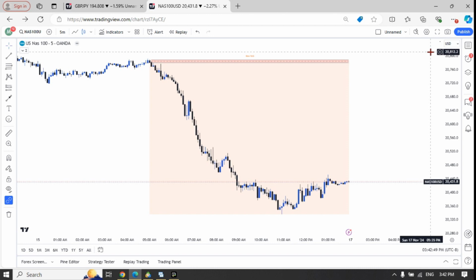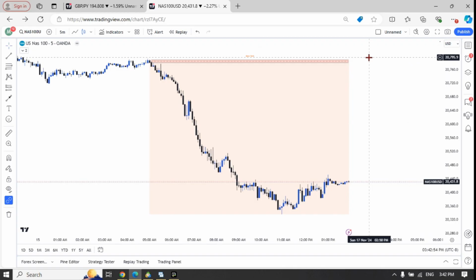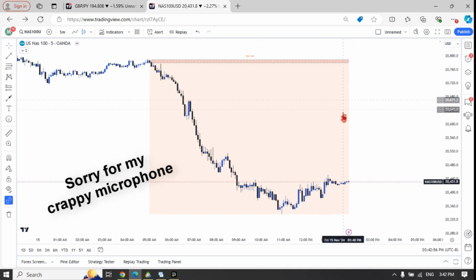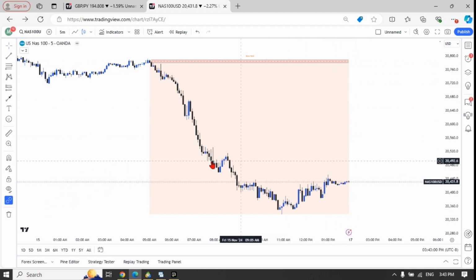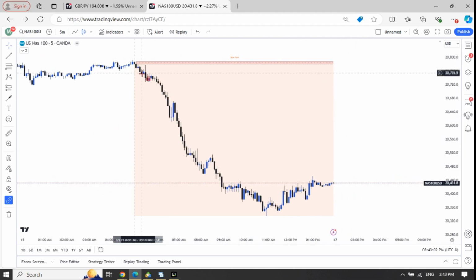So basically we're just going to go over a few things in this video, and a little bit later I'll show you exactly what the indicators are that I have on the screen and how to set them up so they look like this. This is a setup from today.